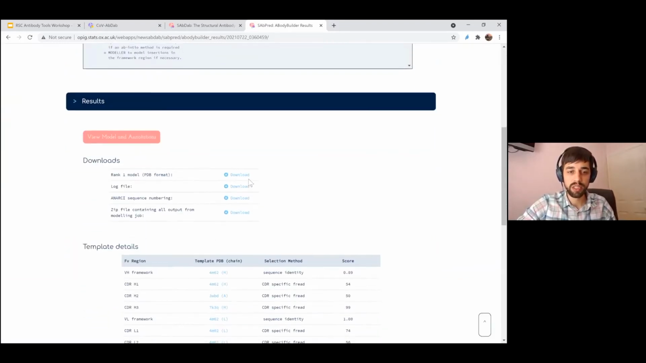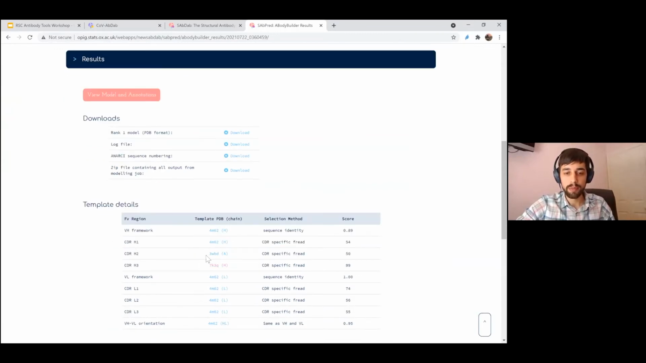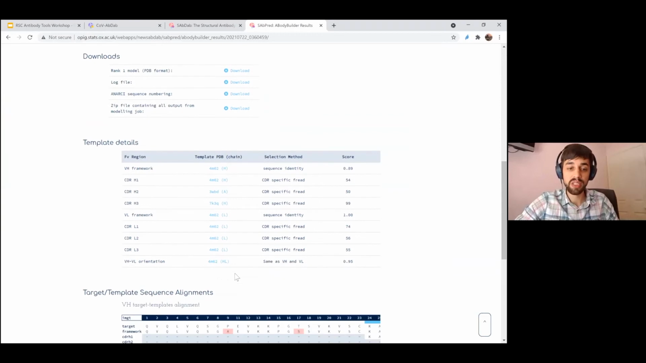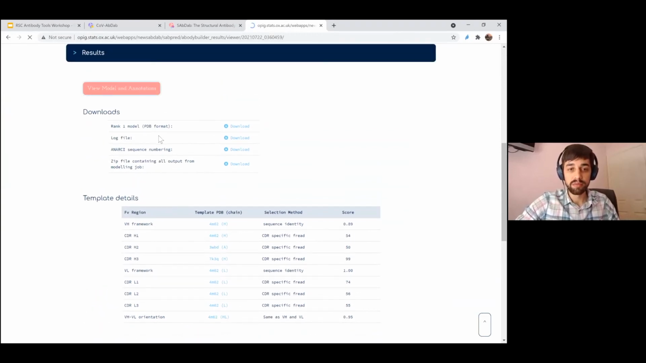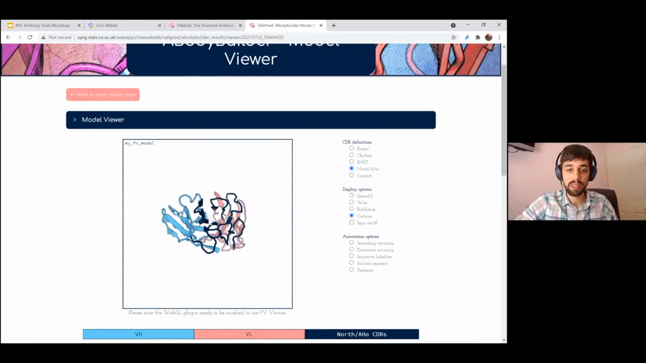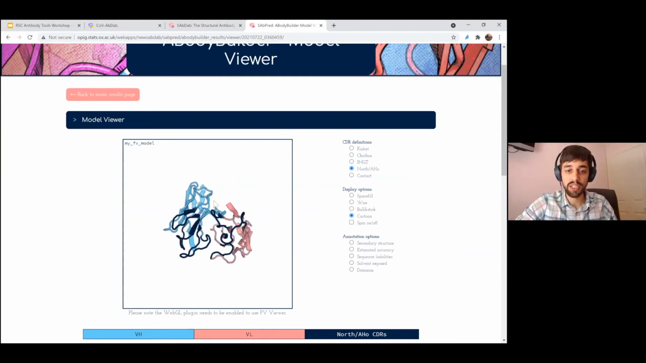There we are. So we can see the different templates it's used for the different loops, which itself could give some functional inference if these structures, for example, have been implicated in SARS-CoV-2 binding themselves. And then you can view the model just to make sure it makes structural sense. There's no obvious clashes. All the loops here look like they're not bumping into one another.